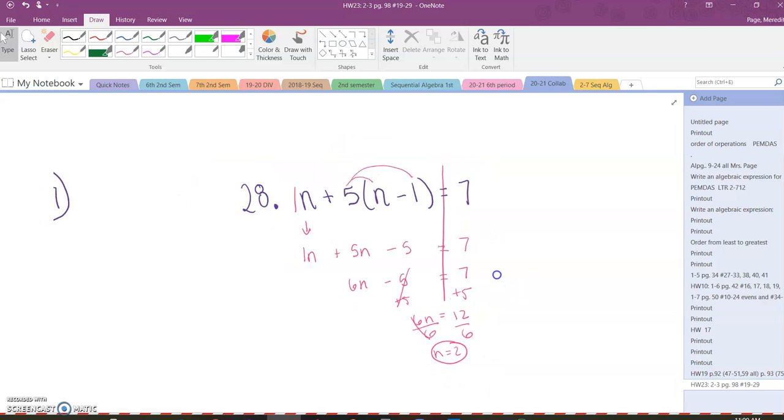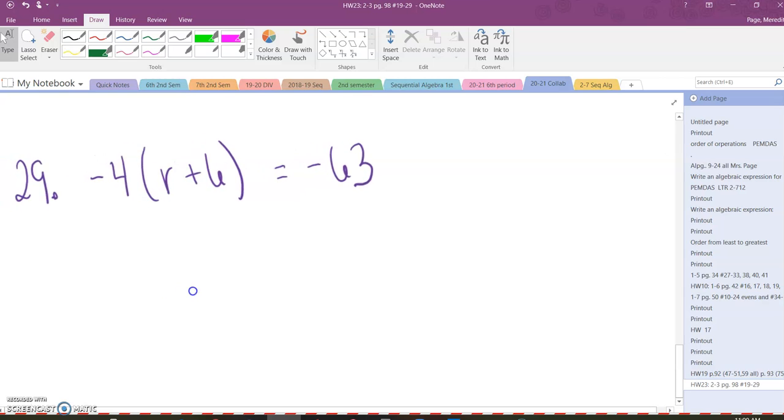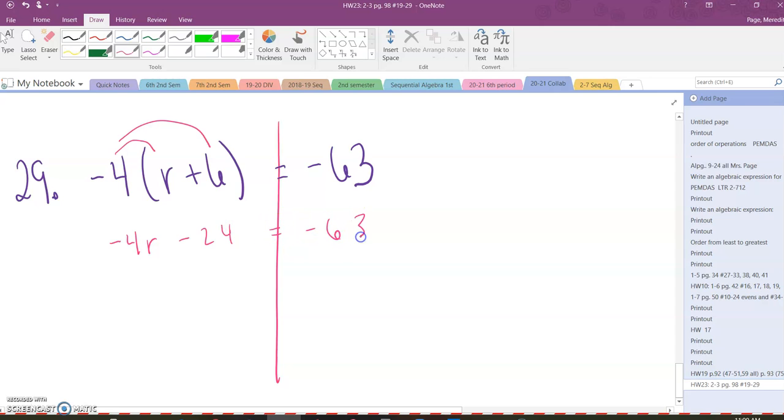Okay, the last problem we're going to go over is number 29. Draw a line down the equal sign. I notice there's parentheses. I got to get rid of them, so distribute. Negative 4 times r is negative 4r. Negative 4 times positive 6 is negative 24. Now I got a two-step left. So what am I going to move over and combine with negative 63? Well, it's going to be that negative 24. So how do I move it over? I got to use the opposite.